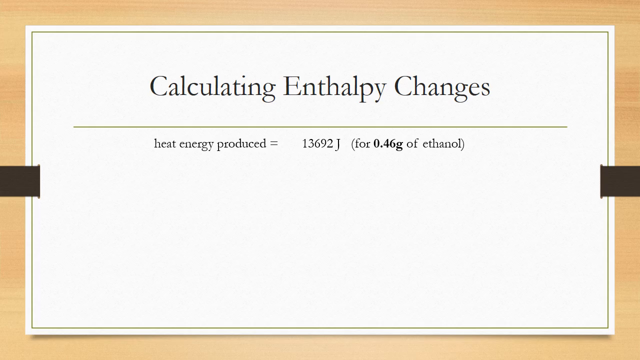Okay, so the heat energy produced from our previous calculation is 13,692 joules, and that comes from 0.46 grams of ethanol, but we want moles. So the molar mass of ethanol from our last unit is going to be 24, the atomic mass of carbon, so 12 times 2, plus 5 times the atomic mass of hydrogen, plus the atomic mass of oxygen, plus the atomic mass of hydrogen again. So it's going to be 46 grams per mole.